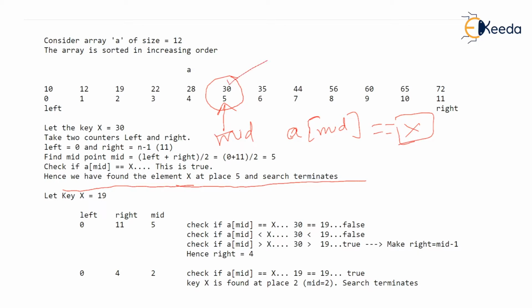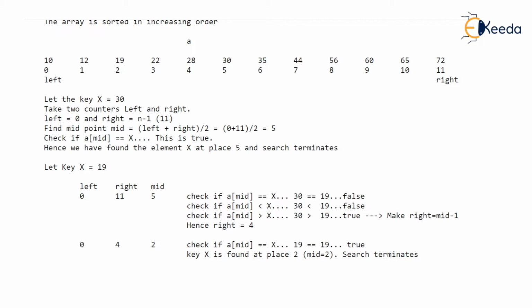Let's go for a complex example. Let us say that we are searching for key equal to 19. Here we go. One more example, and lots of examples like this. Suppose we are searching for key x equal to 19. Now watch that 19 is present at second location. So what are the steps? Now instead of writing it in English like this, I have shown a table.